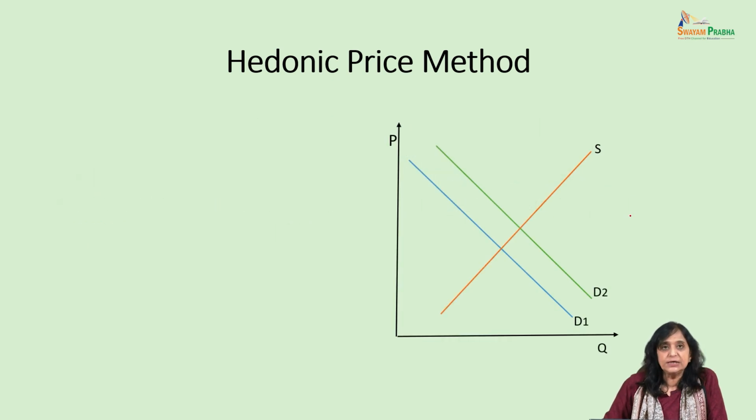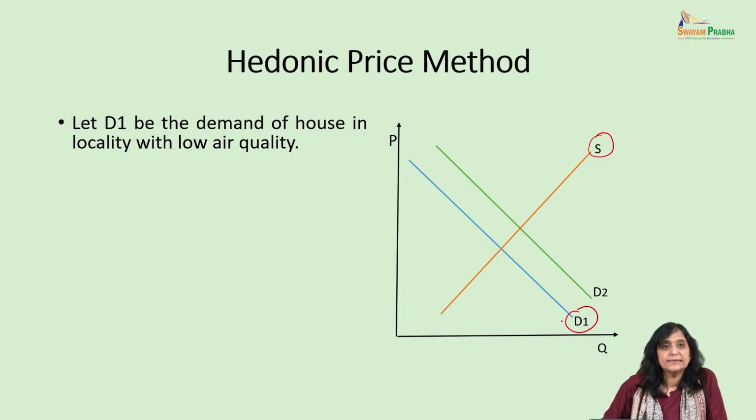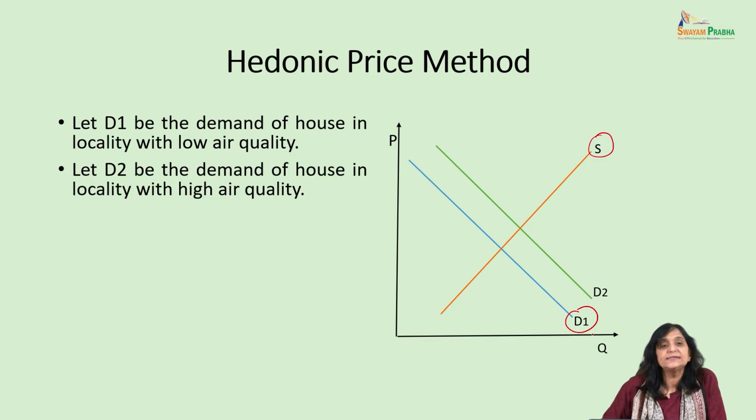This graph, if you see, is just a diagrammatic representation of what we have been saying till now. If this S curve represents the supply of that residential property and D1 is the demand for the house, let us say D1 is the demand for houses in the locality where the air quality is low, and D2 represents the demand of the households in those areas where the air quality is high. So the gap that you see between D1 and D2, let us say delta D, can be because of the difference in the air quality.